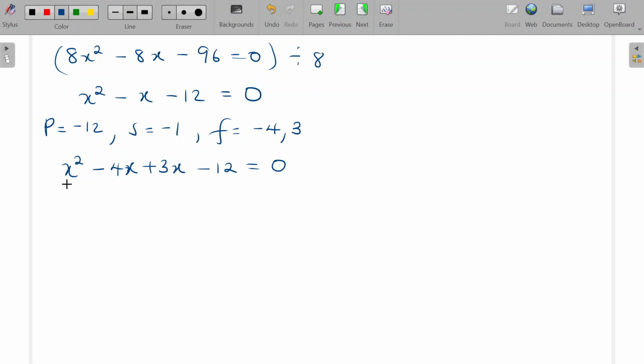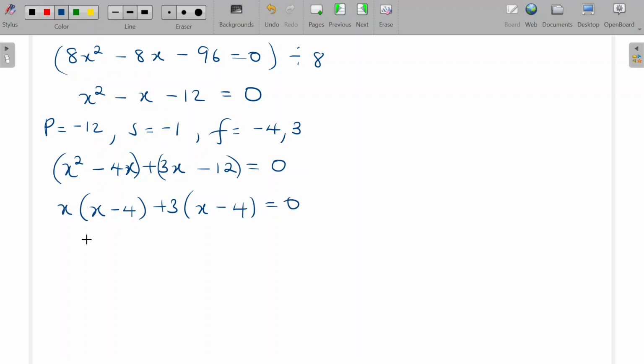0. Then I'll factorize, here and also here. Here what is common is x. X into x squared, it will be x. X into negative 4, it will be minus 4, because x into minus 4x, it will be minus 4x. Then what's common here is positive 3. Positive 3 into 3x is going to give you x. Positive 3 into negative 12, it will give you minus 4. Is equals to 0.